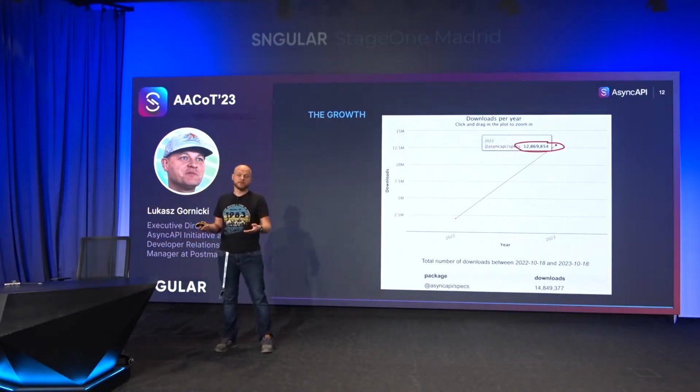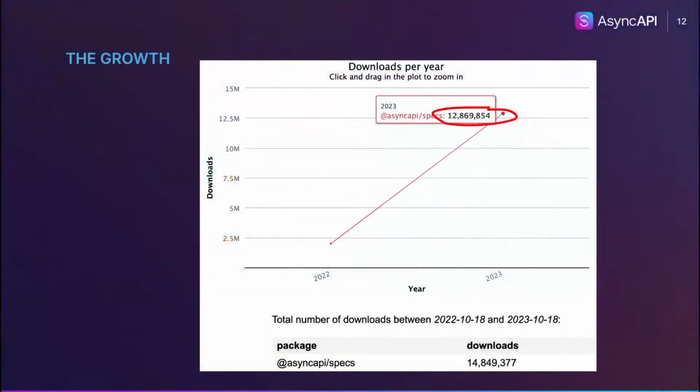The most important number, I think, is the AsyncAPI specs package on NPM. It's a really tiny package, but it's the backbone for anyone who wants to build Node.js tools, because this package exposes JSON schemas that describe the AsyncAPI spec. This year we had over 12 million downloads, and that's just for Node.